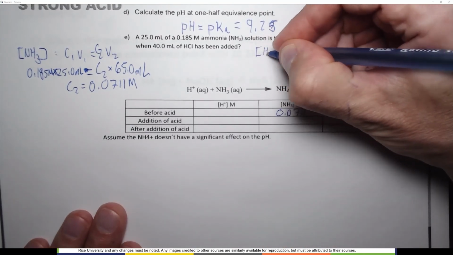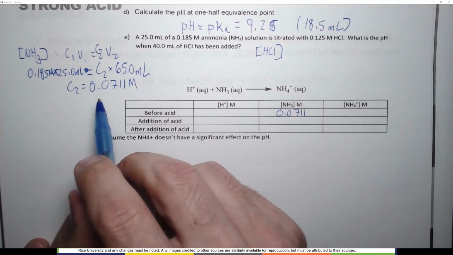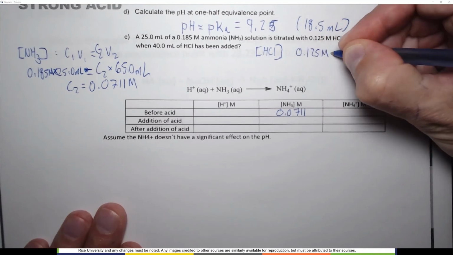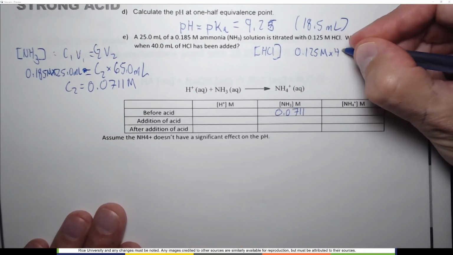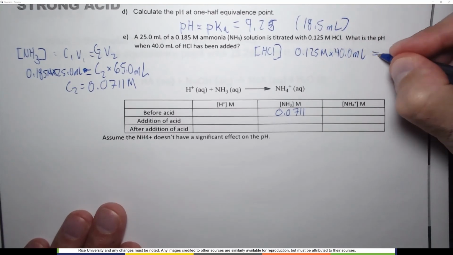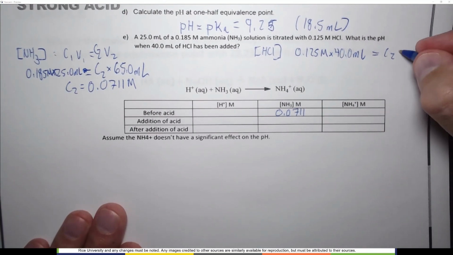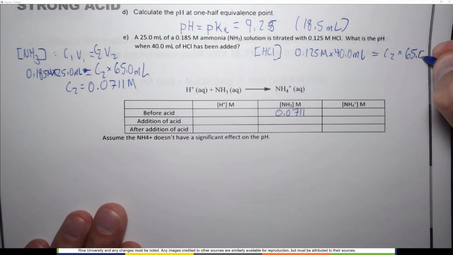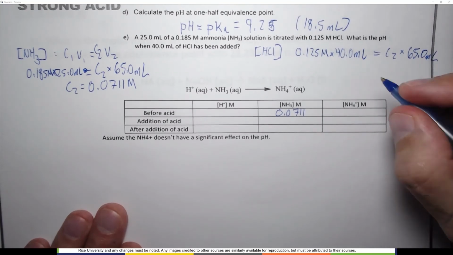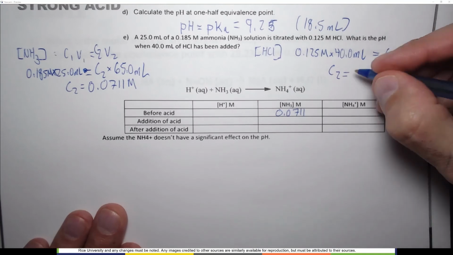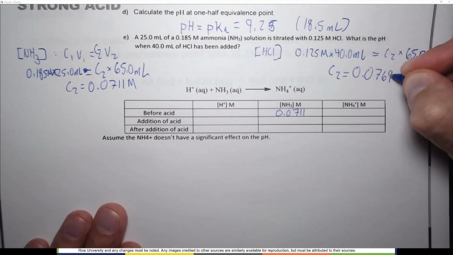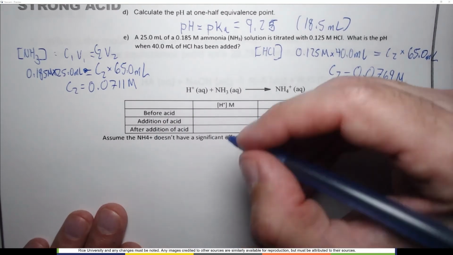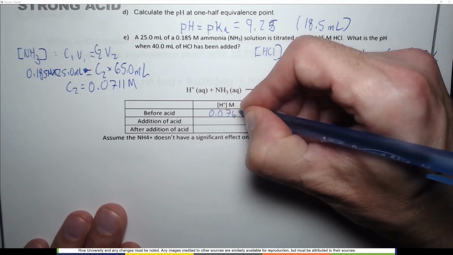Now I want to find the concentration of HCl. I'm going to do the same thing. All right, C1 V1 equals C2 V2. In this case, C1 is 0.125 molar. The volume of this that I'm going to add is 40.0 milliliters, which equals C2, that's X, that's what I'm looking for, times the volume, which again is 25 plus 40, which is 65.0 milliliters. When I do that math, I find that C2 is equal to 0.0769 molar. So the initial concentration of this one is going to be 0.0769 molar.